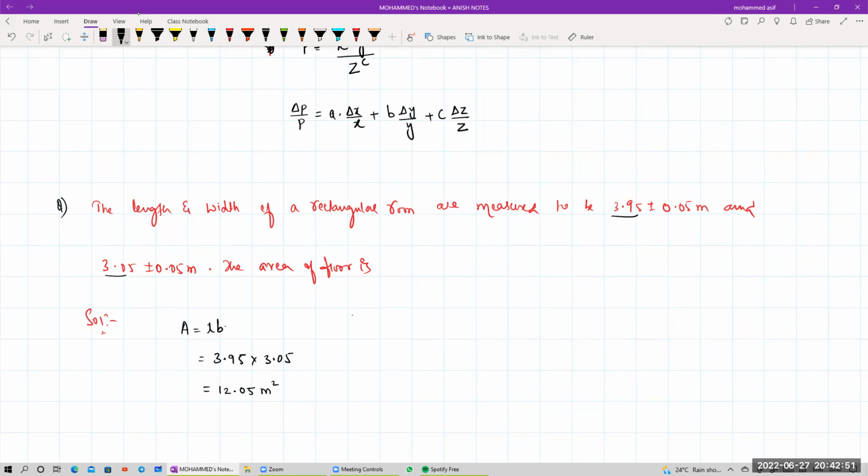Okay, now tell me the error in this. Delta A by A is equal to delta B by B plus delta L divided by L.